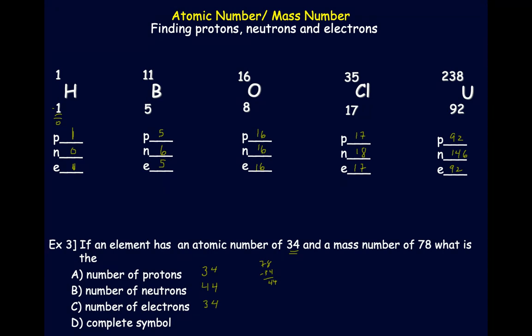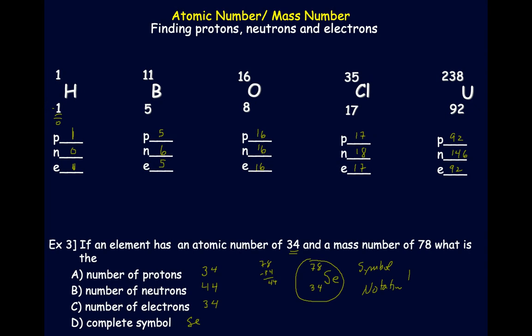I believe 34, I had to look at the periodic table really quickly, 34 is going to be selenium, so I could actually write that out. I can say selenium would have a 78 at the top and a 34 at the bottom, right? So we can do that whole complete symbol notation. Again, this is symbol notation.